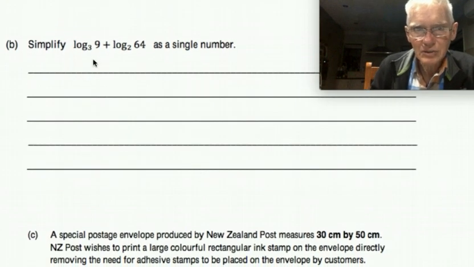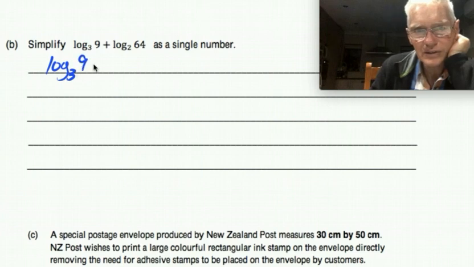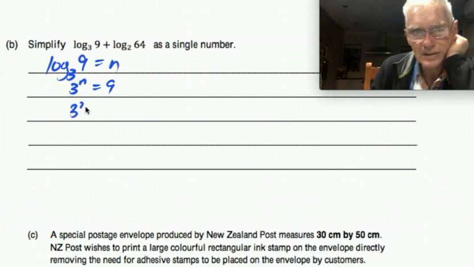Right, this is a single number. Now I'm going to do this in two parts. We don't know what log base 3 of 9 equals, so I'm going to put n. We'll do this one first. So 3 to the power of n equals 9, because logs are powers, there's your base. So it must be 3 squared is 9, right? So n must equal 2.